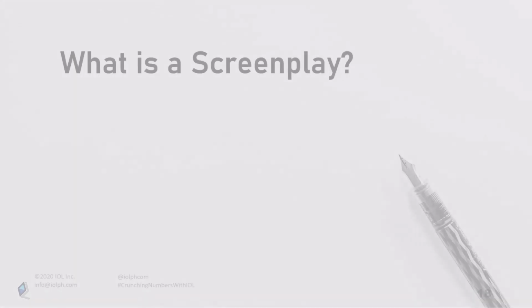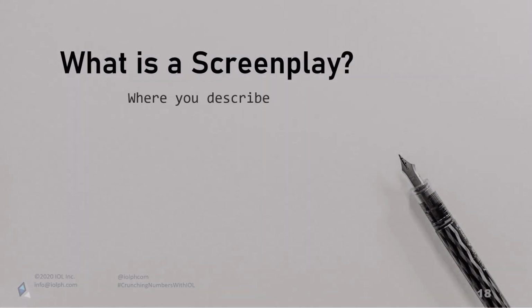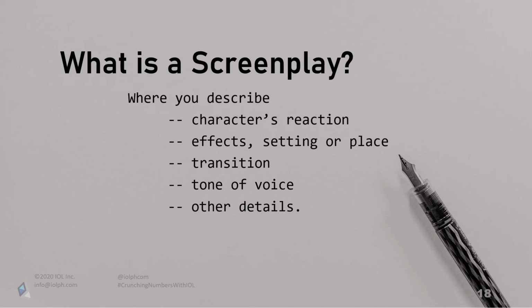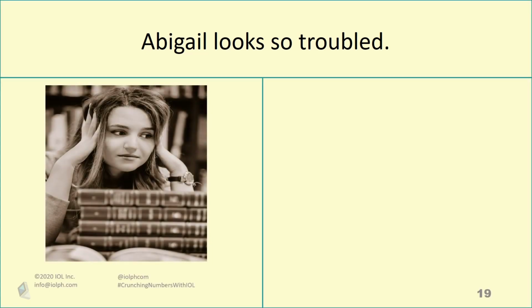The fifth step is to add the screenplay. The screenplay is where we describe in words how the characters react, what effects should be used, the setting or place, the transition, the tone of the voice for the voice-over artists, and other necessary details. Without this, the script and the graphic representation might be misunderstood by the animator and pretty much animate the scene in a wrong way. You must have noticed that Abigail looks so troubled. It's just a sentence, meaning it does not represent the whole picture.